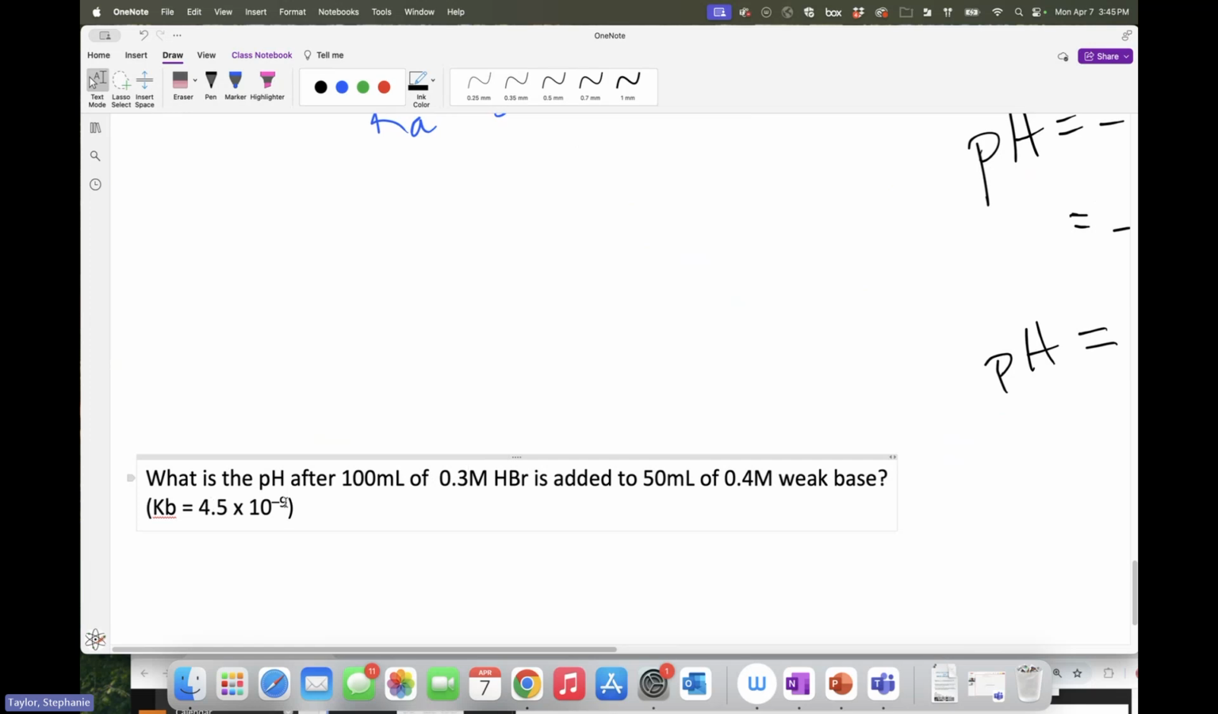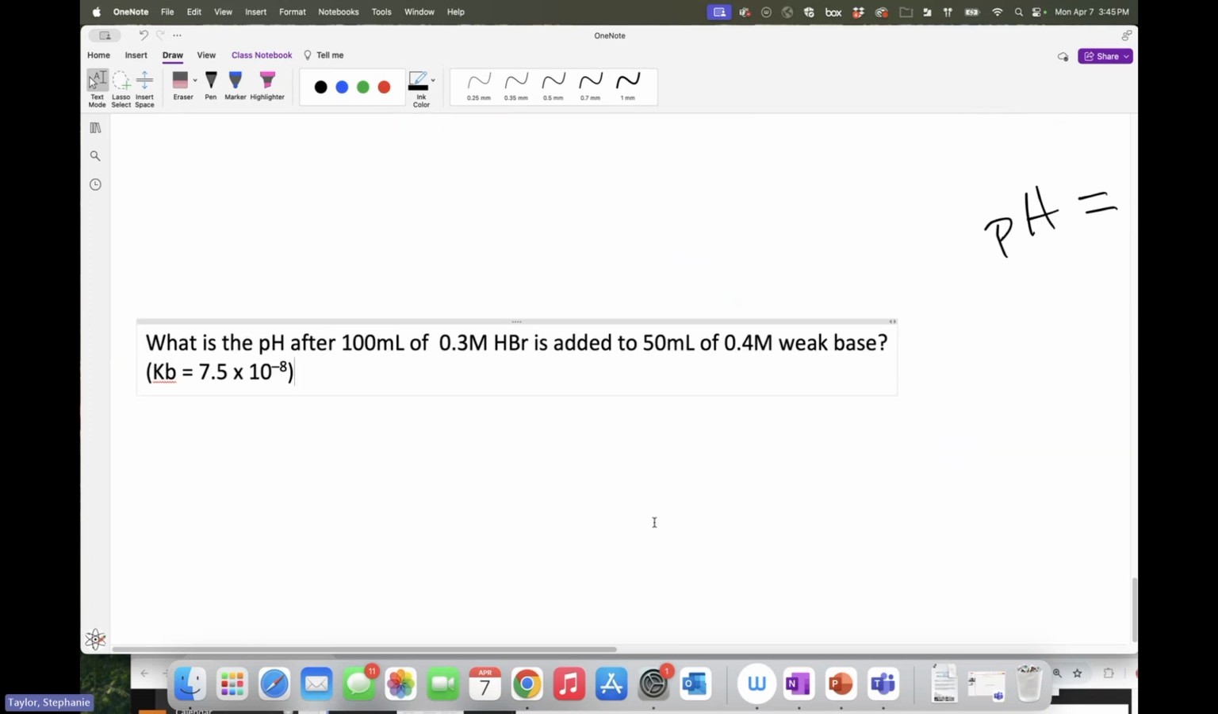We're also going to change this Kb value because I want a different problem. I want different numbers because that way it'll also be clearer that it's a different problem. So yes, I did just play with numbers a little bit, but that's what we're doing. So slightly different problem, but still dealing with weak bases.